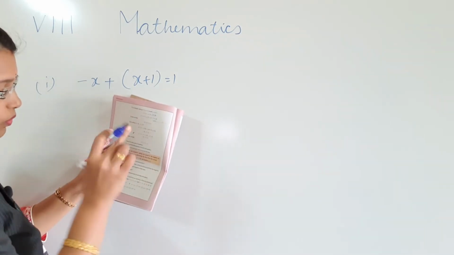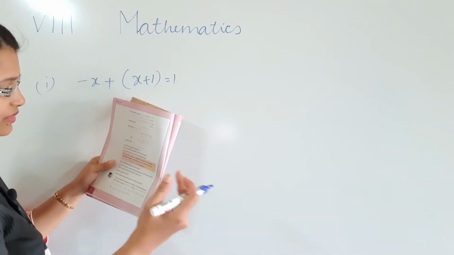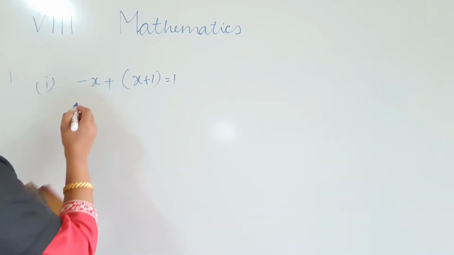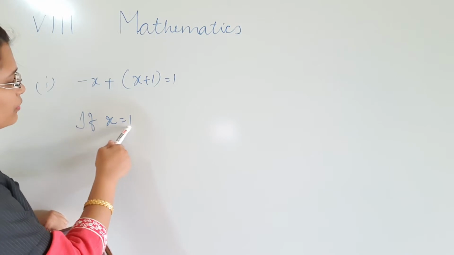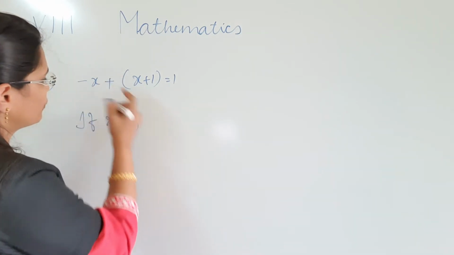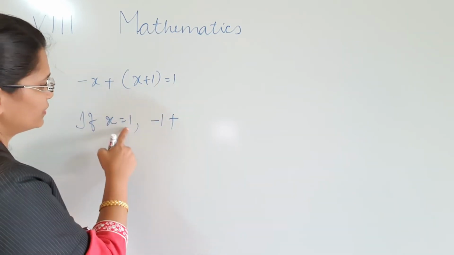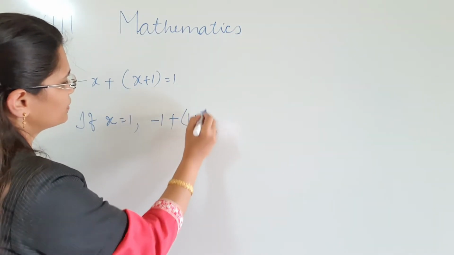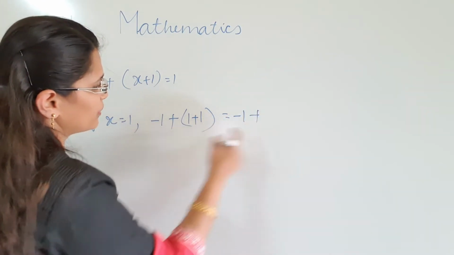On taking, what are the values of x? x is equal to 1, 2, 3, 4, 5 and x is equal to minus 1, minus 2, minus 3, minus 4, minus 5. If x is equal to 1, substitute the value of x equal to 1 in this equation. So, minus of x means minus 1 plus x plus 1. Instead of x, we have to write 1.